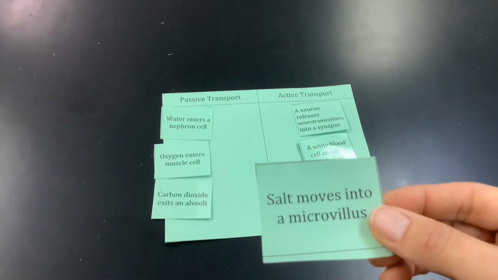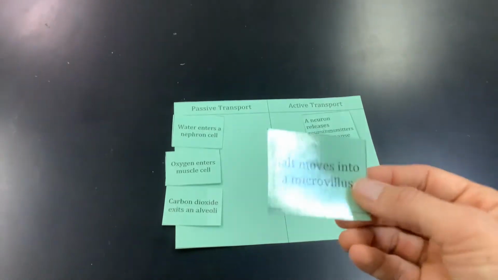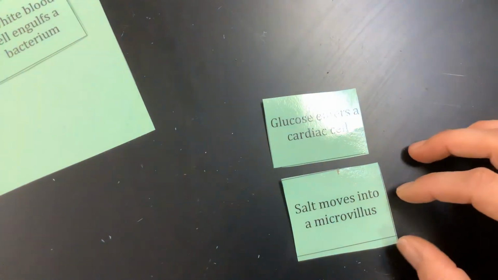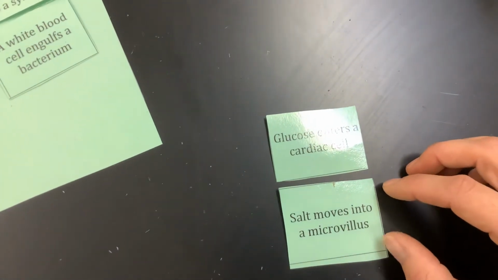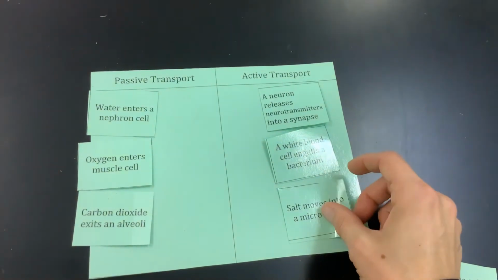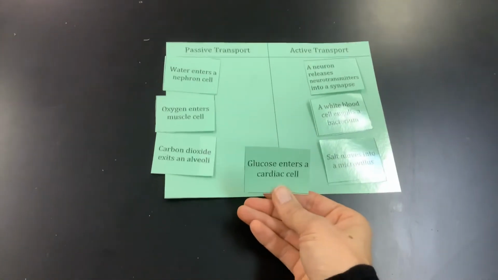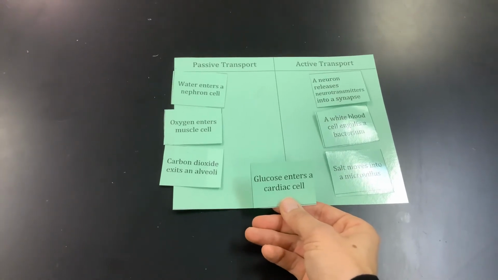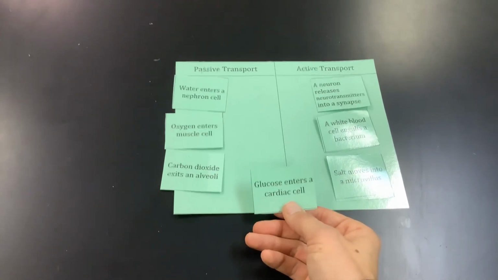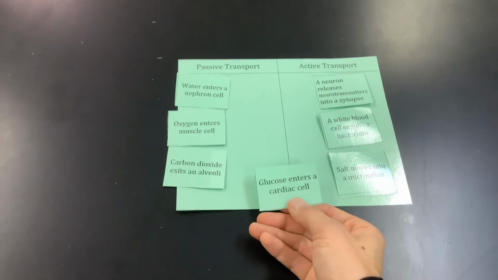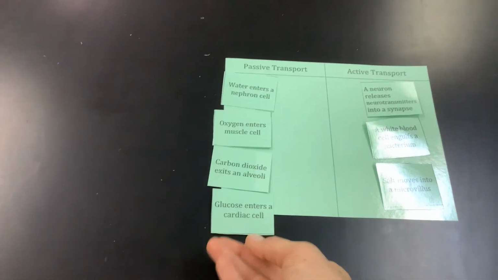Salt moves into a microvilli. See, they really need to give us some more information for these last two. Glucose enters a cardiac cell. Salt into a microvilli. So I'm going to put salt on the active transport side because a lot of times we have to pump it in. But a lot of times glucose enters with facilitated diffusion, which means it goes with the flow, but it uses a protein channel. So we're going to put that under passive transport.